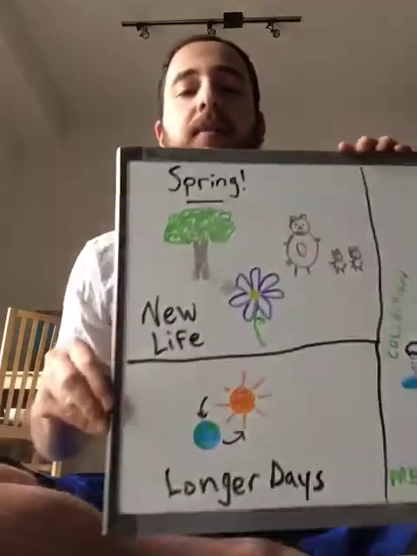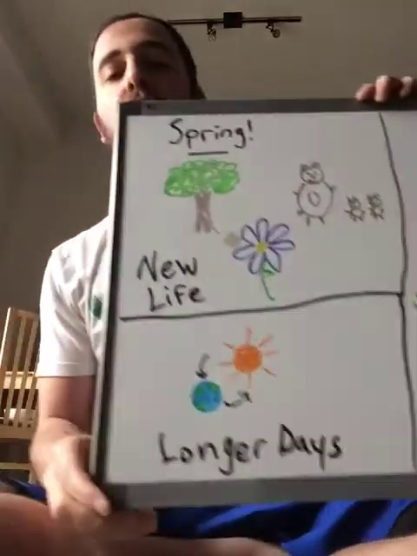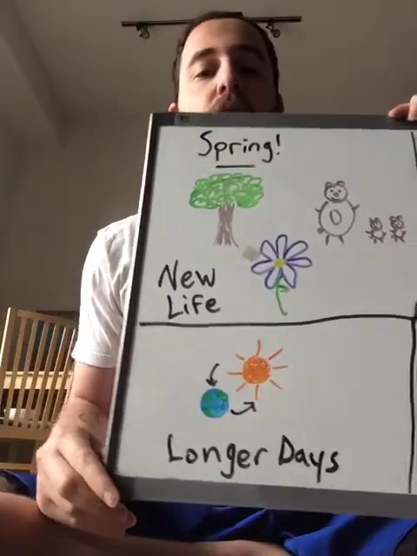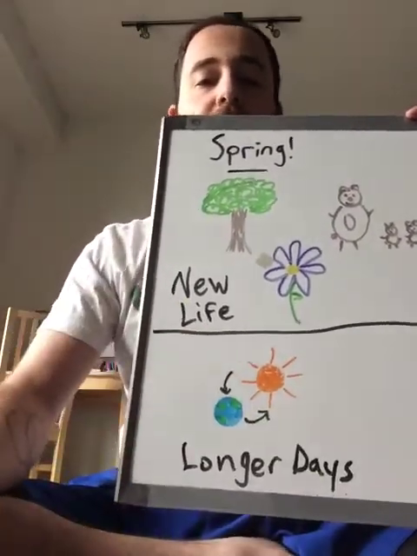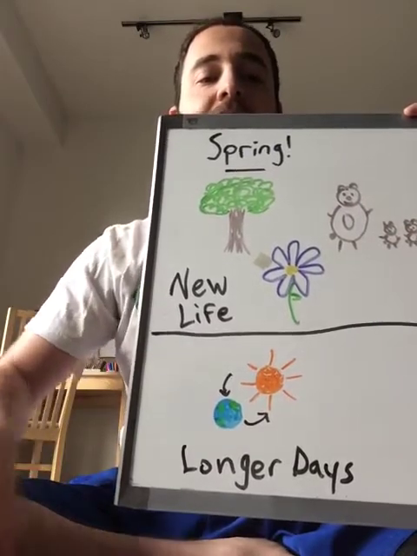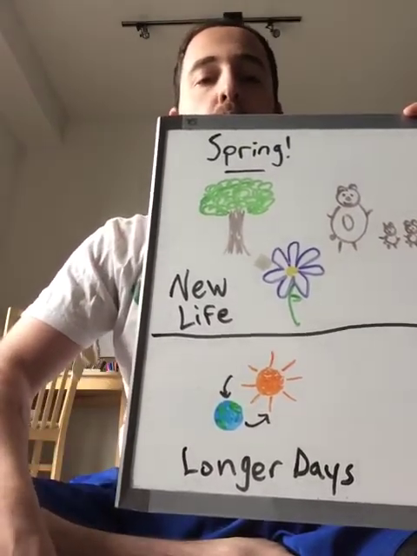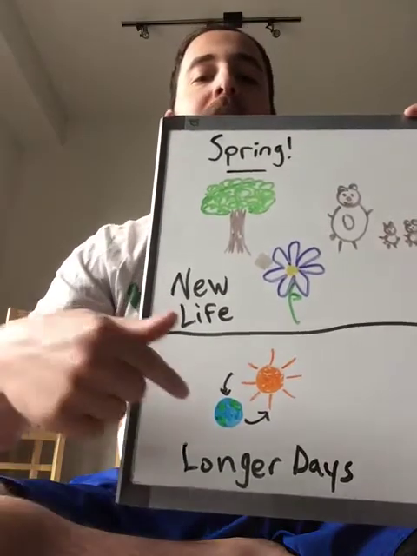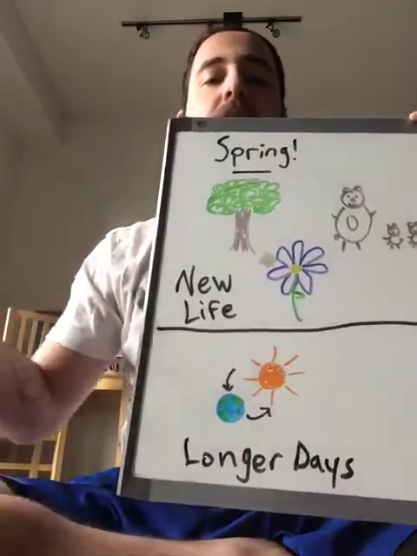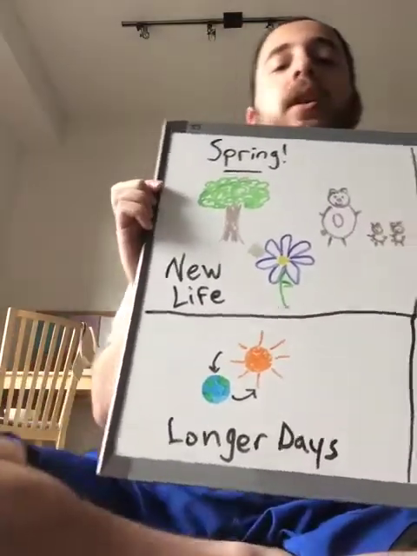Another thing that we think about are longer days. So as we on Earth move closer to the sun, our days get longer, the weather gets warmer, winter is over, and we get closer and closer to the sun, making our days even longer.